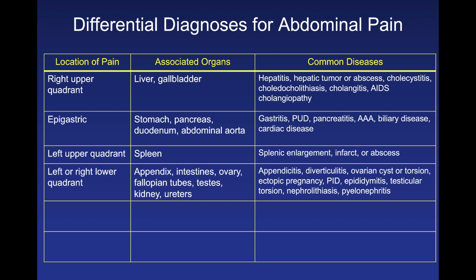In younger women, think about ectopic pregnancy or pelvic inflammatory disease if they're sexually active. And in men, don't forget to look for epididymitis and testicular torsion as causes of abdominal pain. If somebody has a history of stone disease or is at risk of stone formation, think about nephrolithiasis, and don't forget to look at flank pain in the patient who may have pyelonephritis.